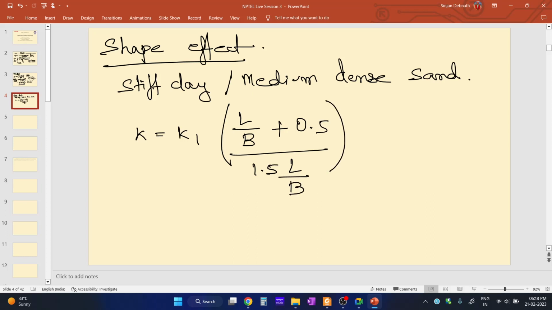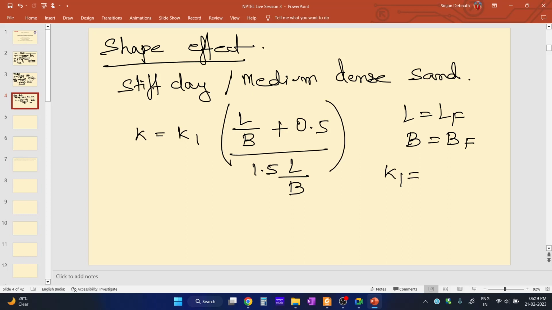In this equation, what is L? L is the length of the foundation, B is the breadth of the foundation. And what is K1 over here? This K1 is equal to the subgrade modulus that we found out from the first equation, that is, the subgrade modulus of the square footing after the size effect. Okay, that one.